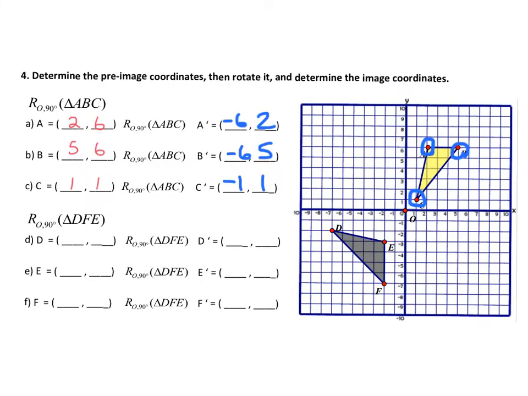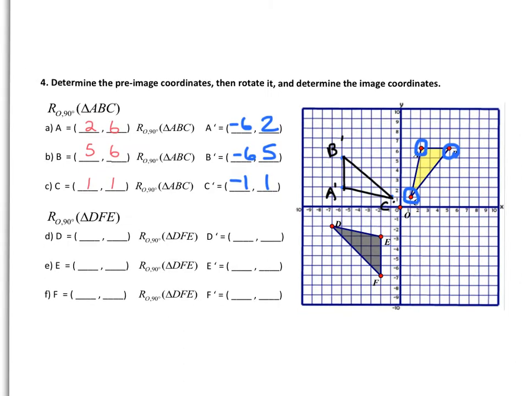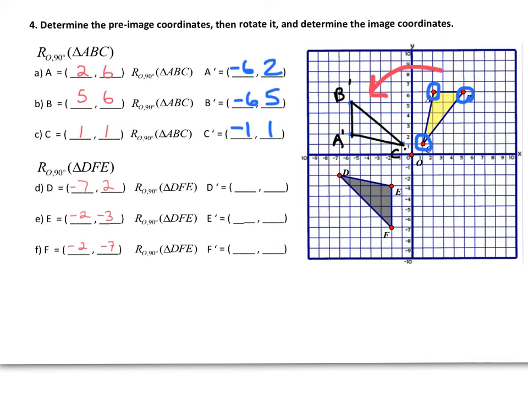And then if I put my paper back the original way, I can now plot the points (-6, 2), (-6, 5), and (-1, 1), which I determined when I had turned my paper, plot them the regular way, and you will have rotated the original figure 90 degrees clockwise. And there is, in fact, triangle A prime, B prime, C prime, which appears to have been rotated clockwise 90 degrees.